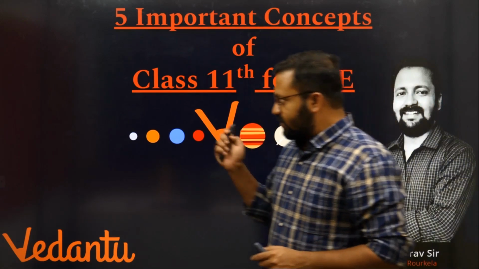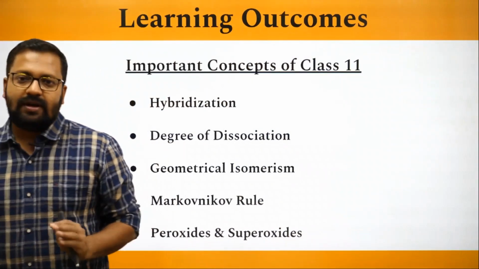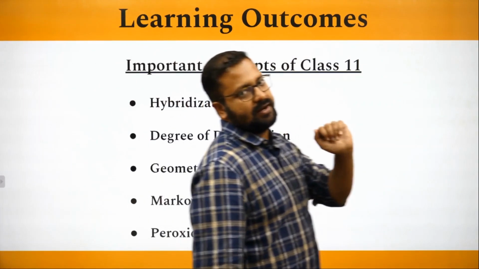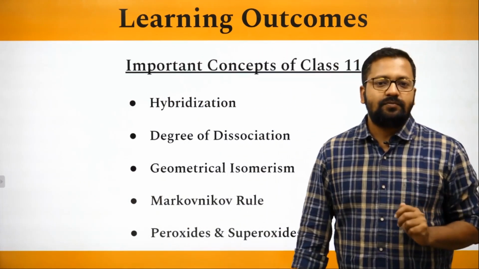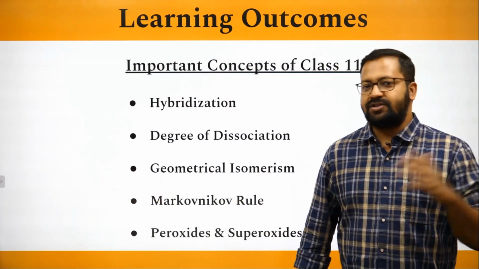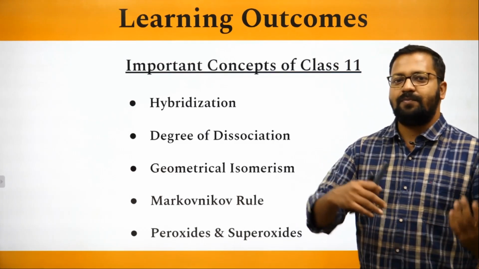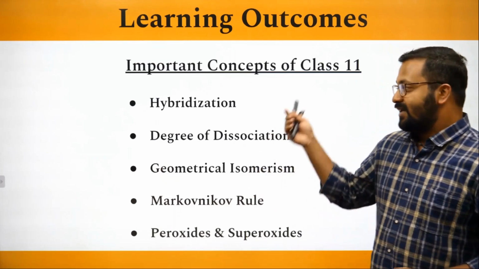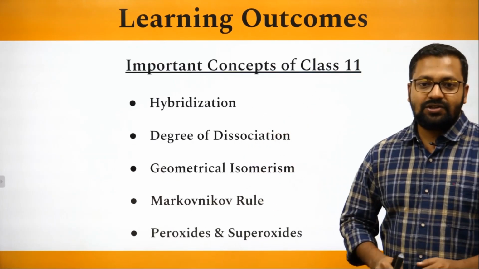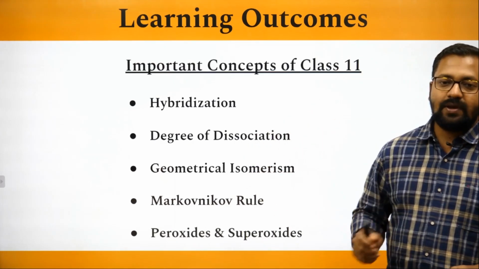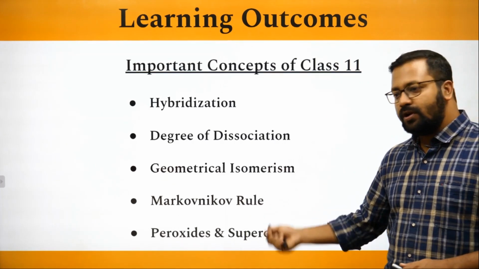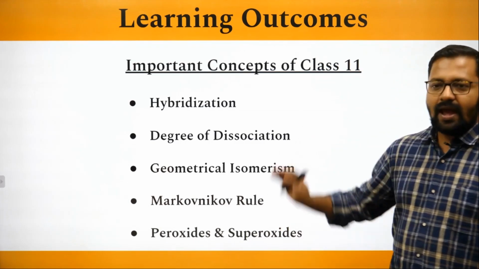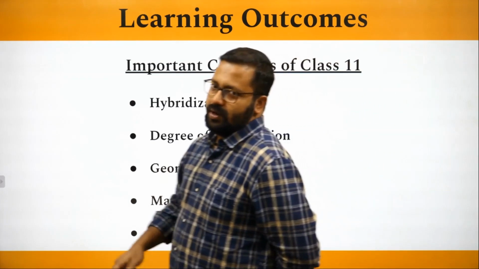So the flow for the day is that we would be covering these concepts. The first one is hybridization, a very important concept, used everywhere. If you do not know hybridization, you do not know almost 50% of chemistry. Then degree of dissociation, next geometrical isomerism, Markovnikov rule, and peroxides and superoxides. Let's look at these concepts one by one.